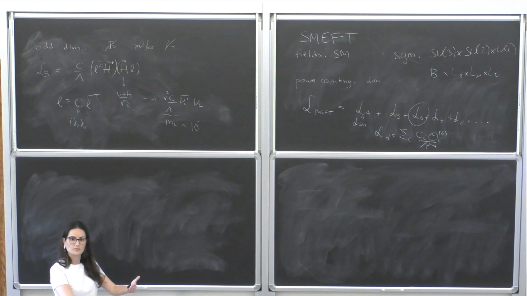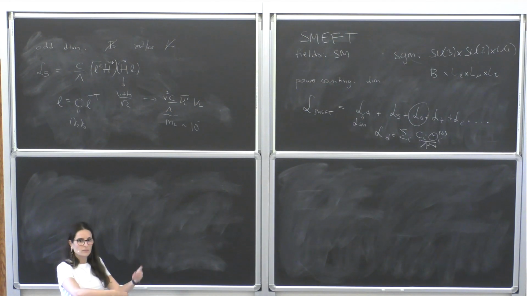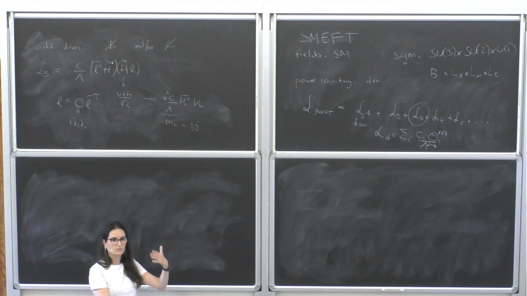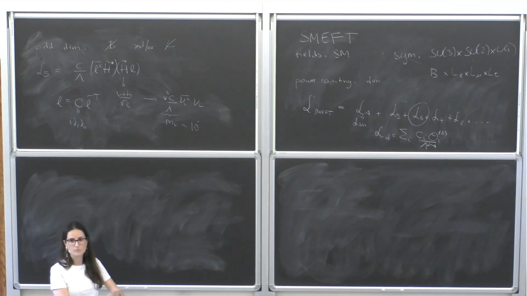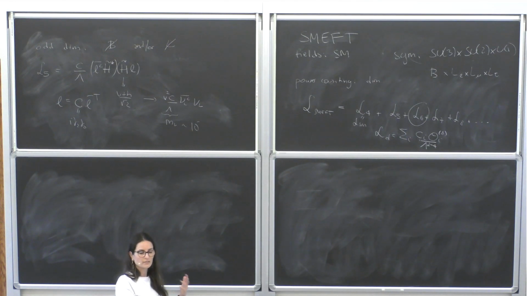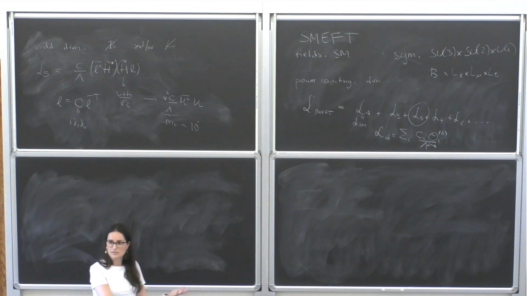So this is the characteristic of EFTs. You can work with it, but it has to be truncated all the time because it's always approximating something else. It will never be the ultimate theory of nature. This is one of the elements that essentially tell you this statement, okay?